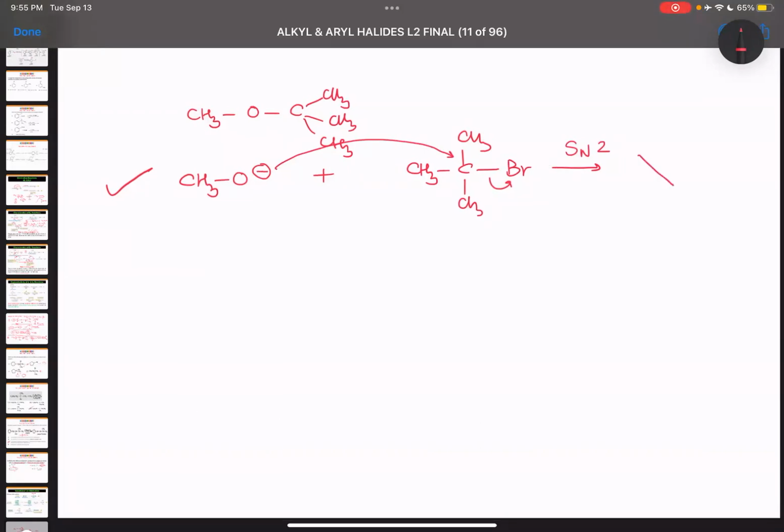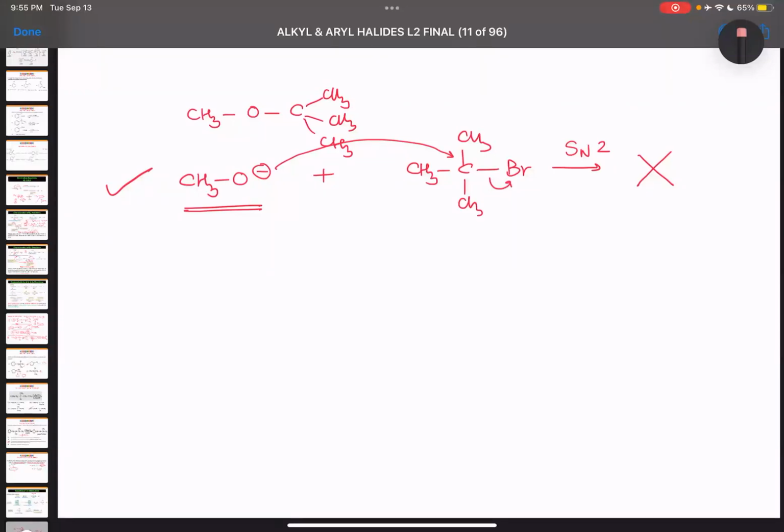SN1 reaction, right, sir? No, but SN1 can't happen because you are taking a strong base. Eliminations. Yeah, because you have taken a strong base, that will have a tendency to go and attack directly. Sir, how to identify if it is a base or a nucleophile in the reaction? Yeah, actually, there are many things you need to look at.